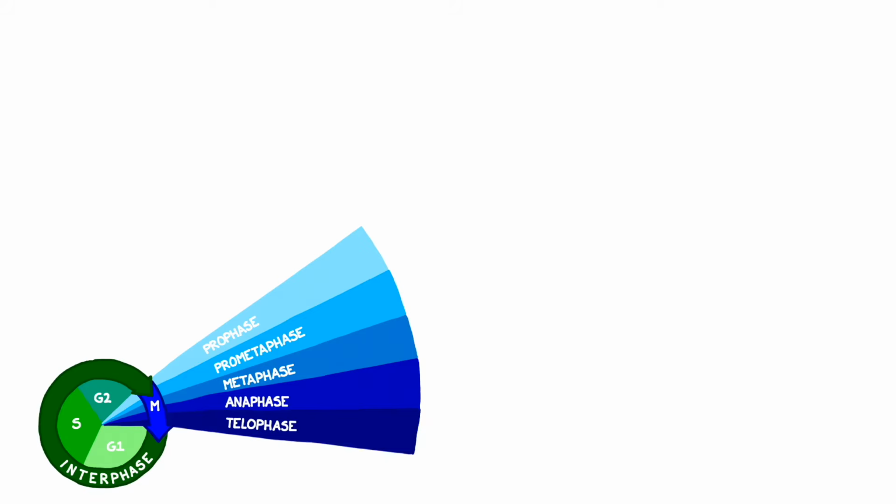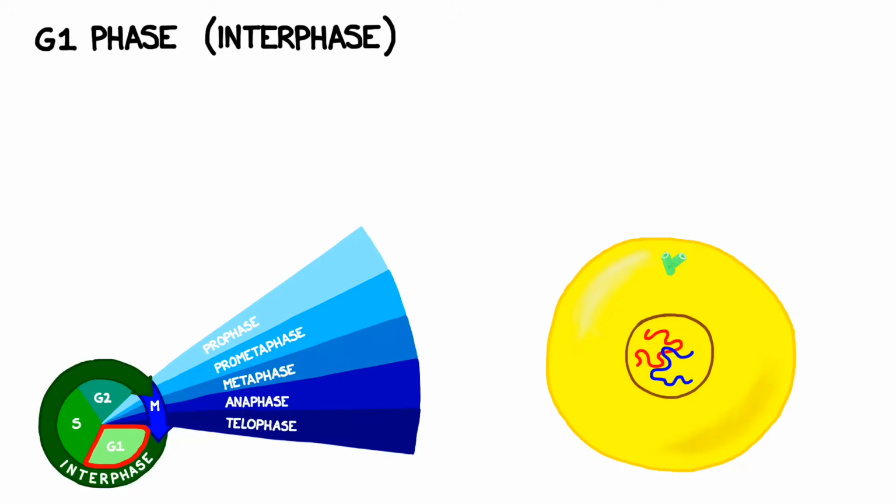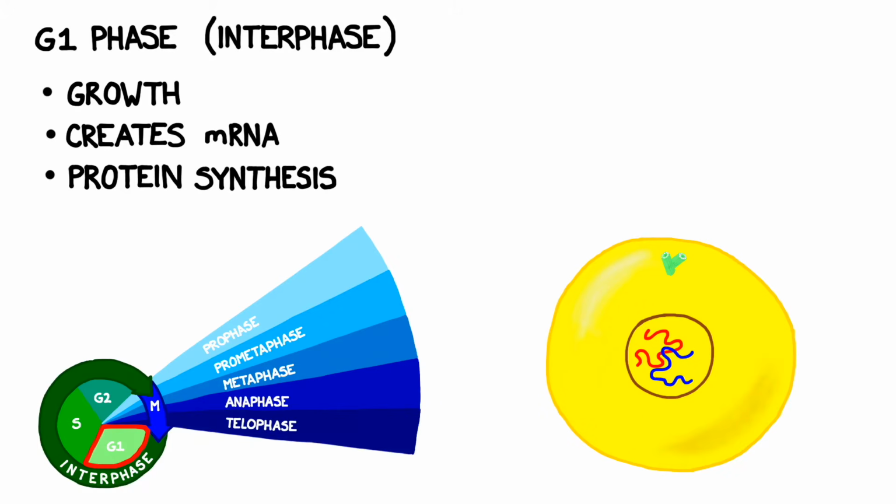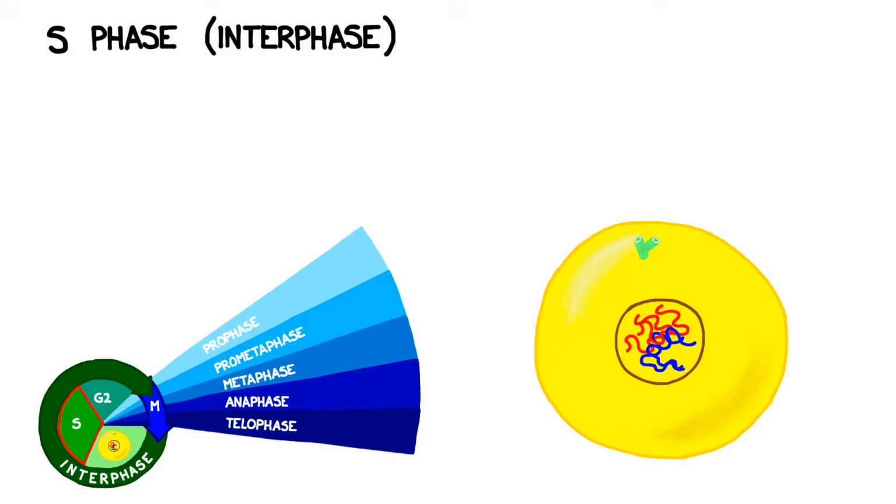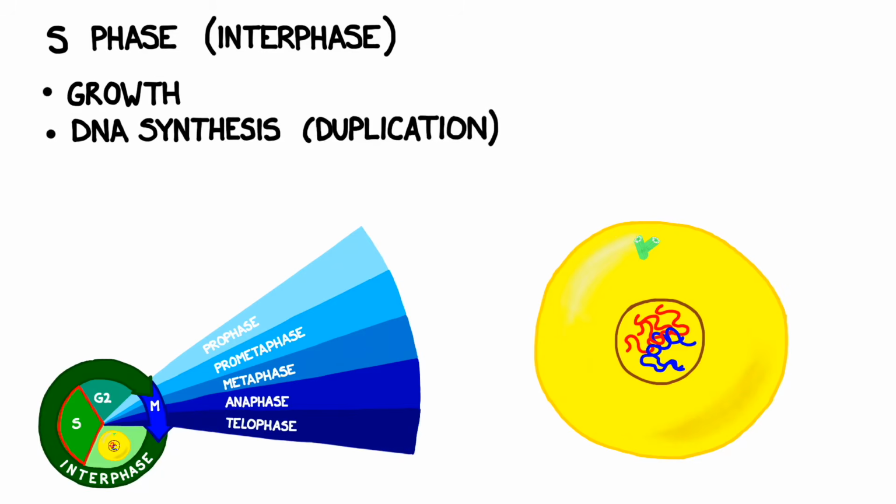Interphase consists of three parts: G1 phase, S phase, and G2 phase. In G1 or gap 1, the cell grows, creates mRNA, and manufactures proteins. At the end of G1, the cell checks for growth and for damaged DNA. If the DNA has suffered damage, the cell will attempt to repair it or will stop dividing in order to contain the problem.